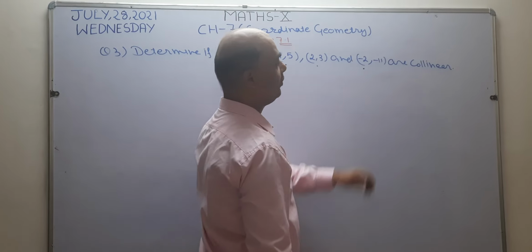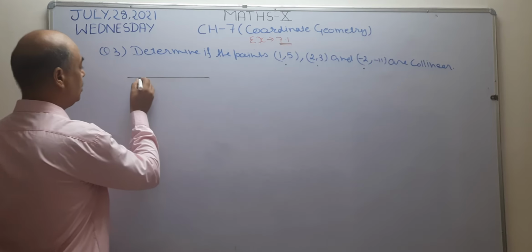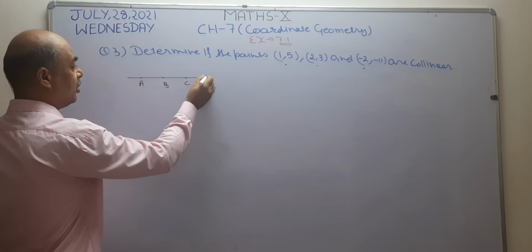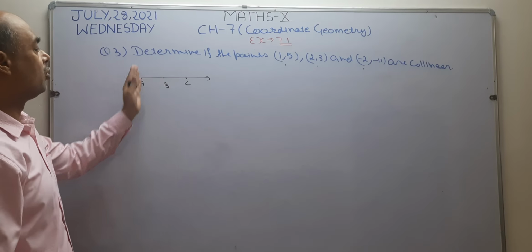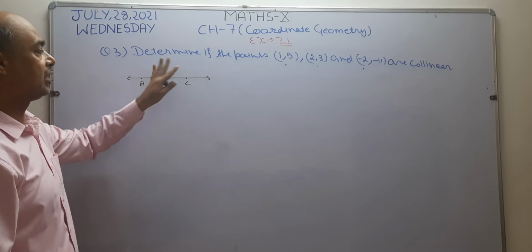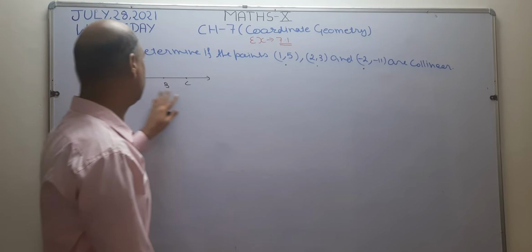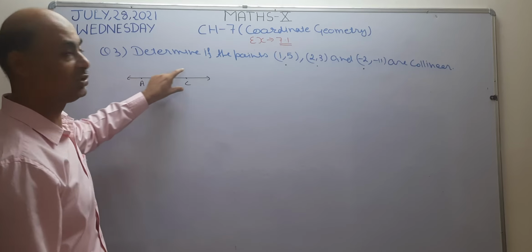First, you know the meaning of collinear. When 3 or more than 3 points lie in the same straight line, then they are known as collinear. What I say? When 3 or more than 3 points are going to lie in the same straight line, then they are known as collinear. It means if the given points are collinear, then they are going to lie in the same straight line.